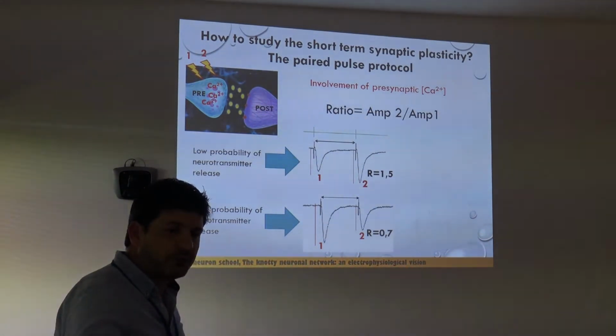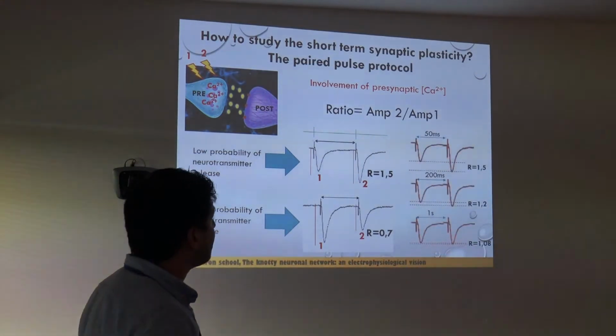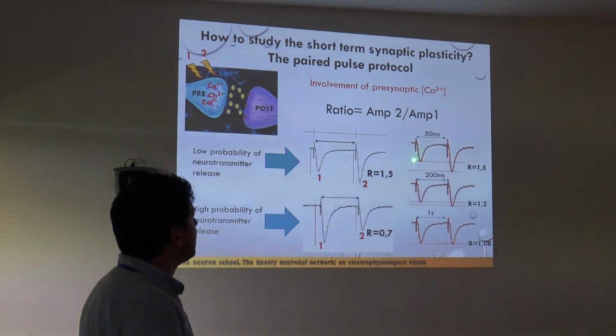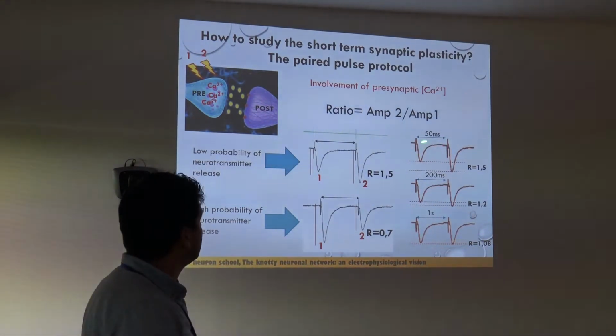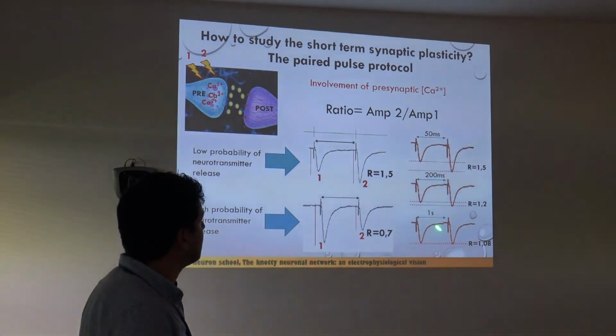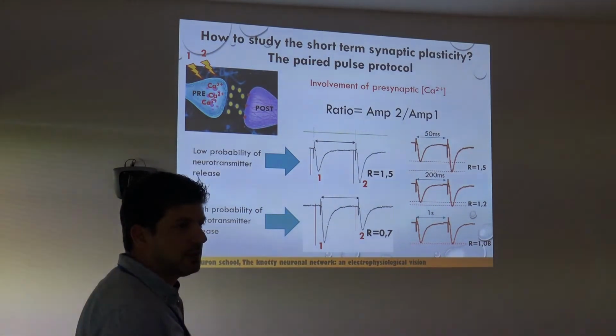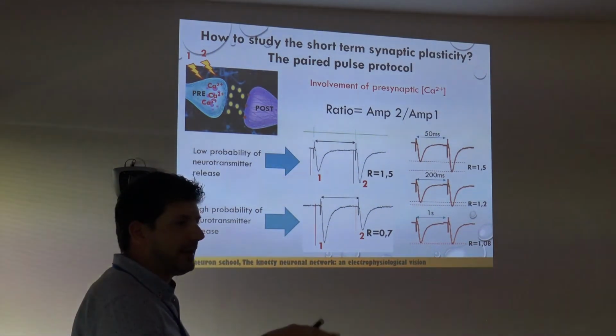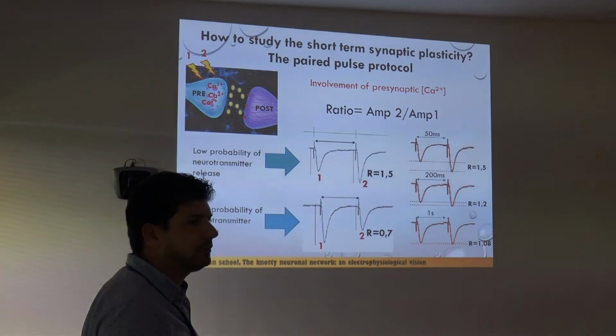In order to demonstrate that there is a form of short-term plasticity, you have to vary the time between stimulations. You can see a really high effect if you use 50 milliseconds between the two stimulations, but if you increase the time between the stimulations, you don't see anything. Okay? This may help to answer your question.